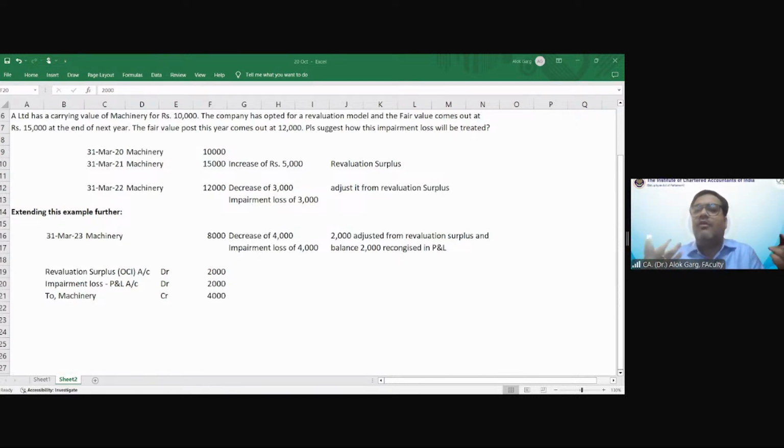We don't know what is impairment. In our books, this impairment word does not exist. So the income tax department says that we don't understand what impairment is. Okay. Let me explain with the help of an example. I hope my Excel file is visible. Is my Excel file visible?